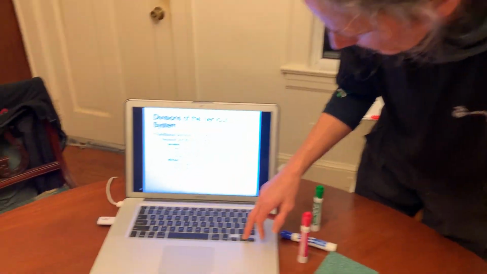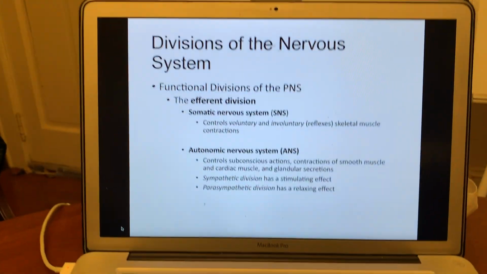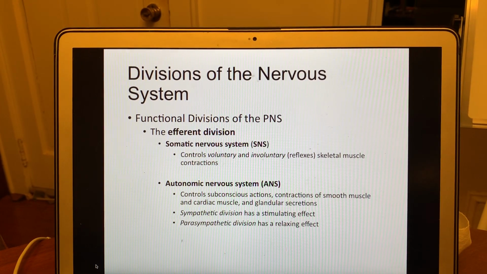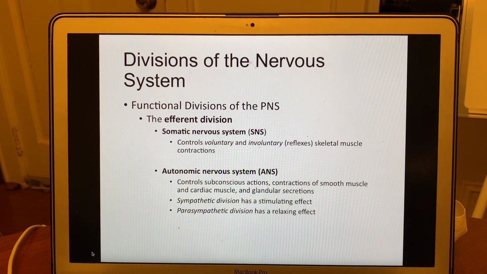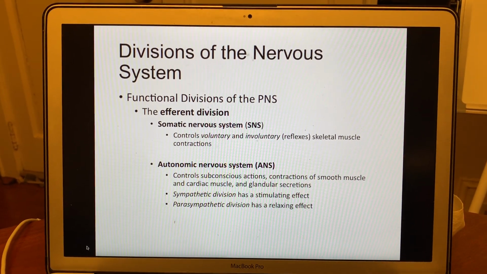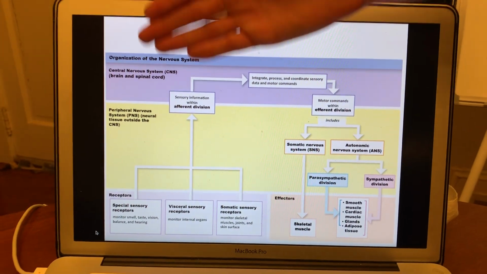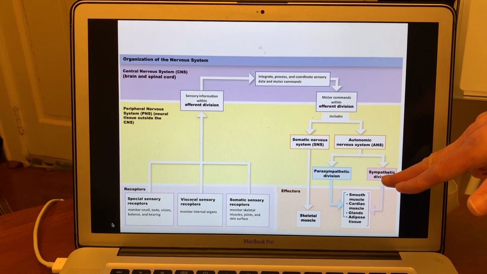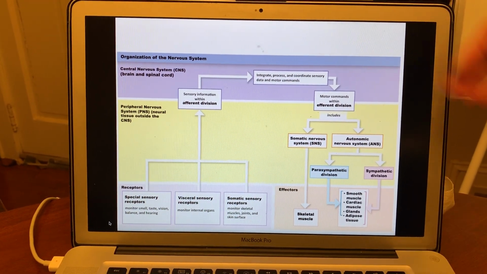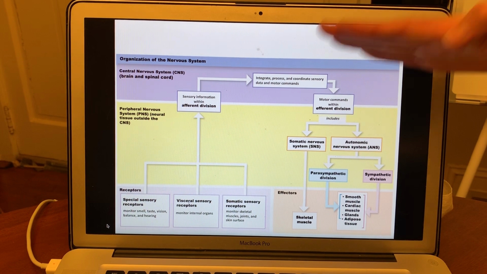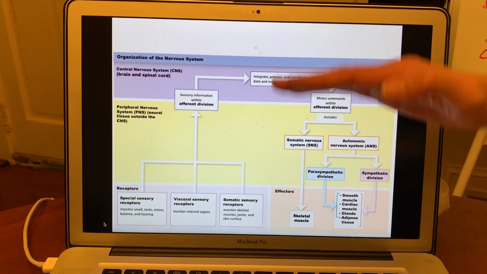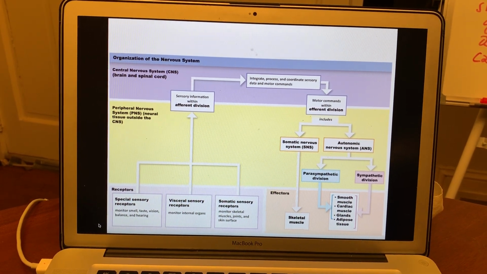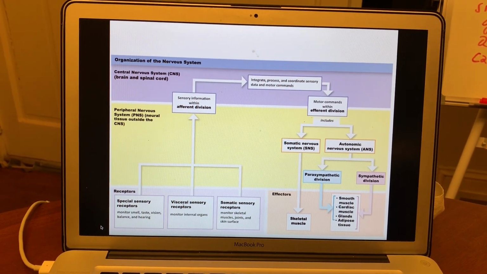All right, so this is basically what we just went over. The somatic nervous system controls your skeletal muscles. That is under your conscious control. The autonomic nervous system controls your smooth muscles, glands, adipose tissue, cardiac muscle. We have our divisions again. Here's our autonomic. We have our sympathetic and parasympathetic divisions. This is a nice little chart that you have in your book. And so we have so far concentrated on the efferent division of the peripheral nervous system. All right, and we also have our afferent division that we'll talk about in just a second.